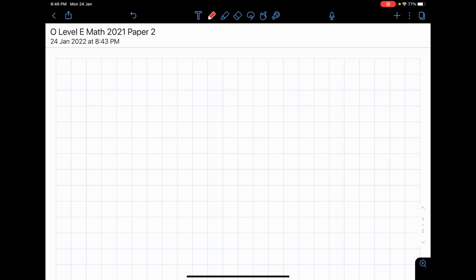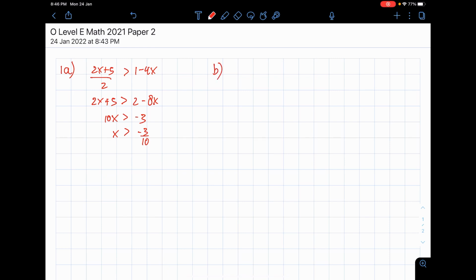First question is solving an inequality. Question 1a, (2x + 5)/2 greater than 1 minus 4x. You can multiply both sides by 2, so then you got 2x plus 5 greater than 2 minus 8x. Move the x together on the same side, so then you got 10x greater than 2 minus 5, which is negative 3. Divide the 10 away and you'll get x greater than negative 3 over 10. Very nice. Don't change the inequality. You only change the sign of the inequality if you divide or multiply by a negative number.